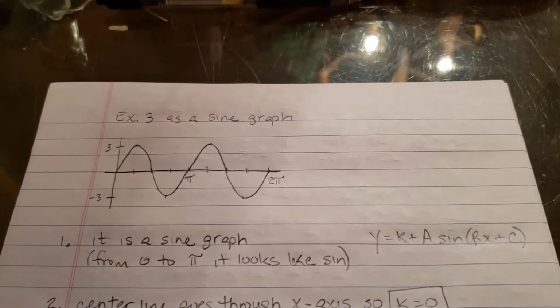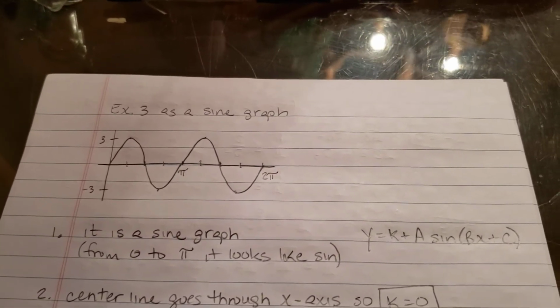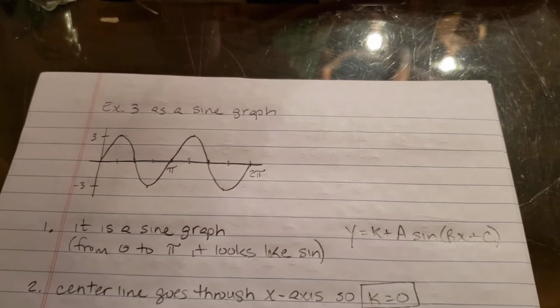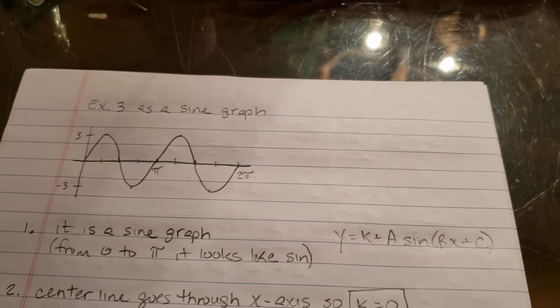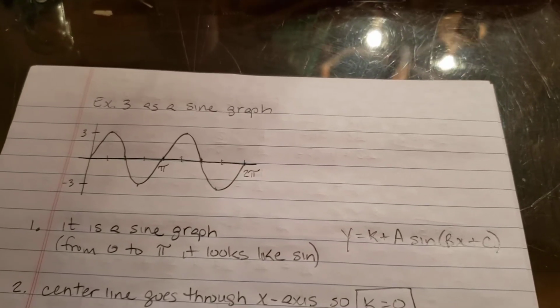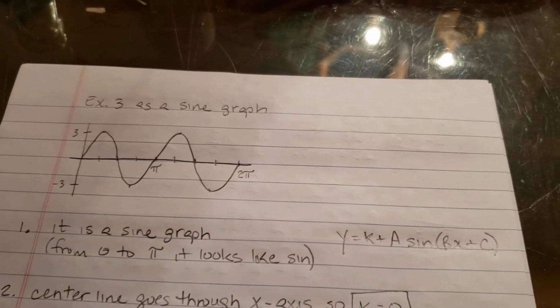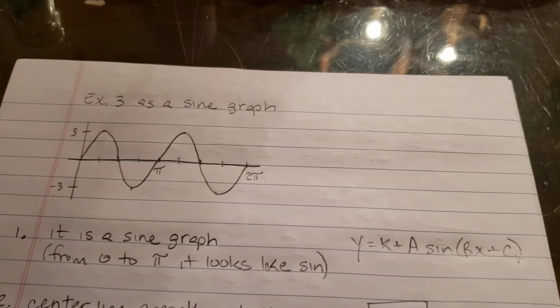Okay, so we have these 6 steps that we're going to follow to take a graph of a sine or cosine function and find the equation for that function. So the first graph we're going to do is this graph right here.